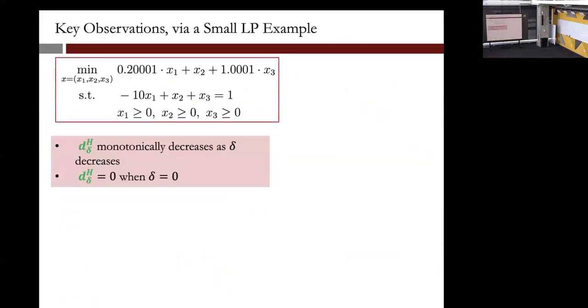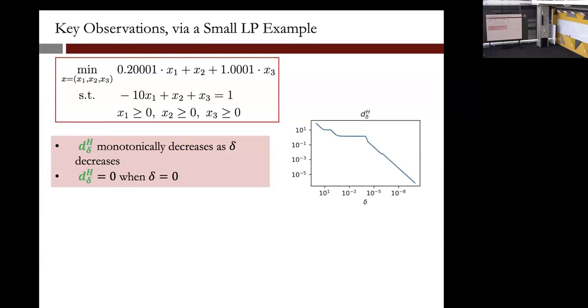All right, so let's just see a very small example. Here's a small LP, 3 variables. Obviously engineered to behave a certain way. But first of all, the Hausdorff distance has to be monotonically decreasing as delta goes to 0, because the sublevel set is just turning into the optimal solution. So that's going to 0. And if I plot it, it looks like this. Delta is going to 0 as this goes to the right. This is going down logarithmically in scale.